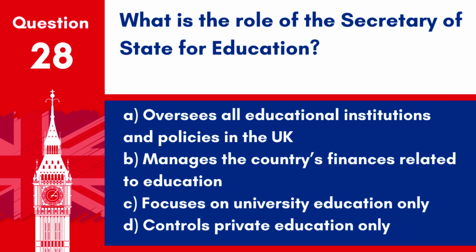Question 28. What is the role of the Secretary of State for Education? A. Oversees all educational institutions and policies in the UK. B. Manages the country's finances related to education. C. Focuses on university education only. D. Controls private education only.